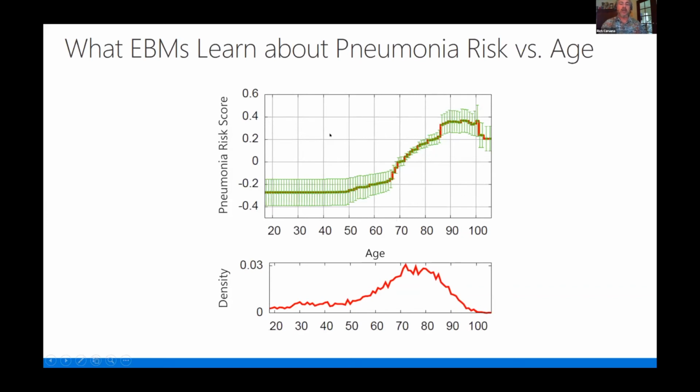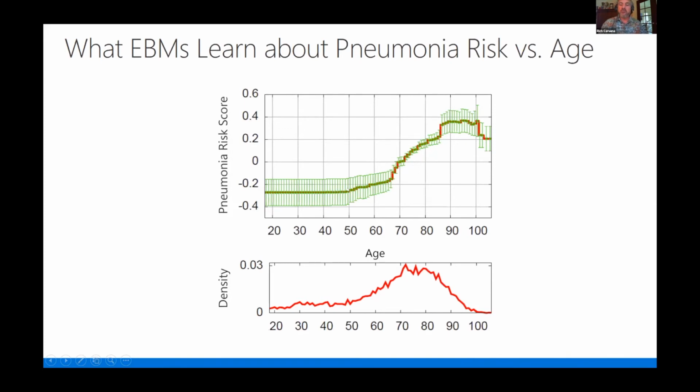And let's interpret this graph. Remember that down is lower risk and up is higher risk. So the model is saying that basically everyone under 50 is equally low risk. It doesn't seem to distinguish between anyone between 20, 30, and 40, even though it could if it needed to.